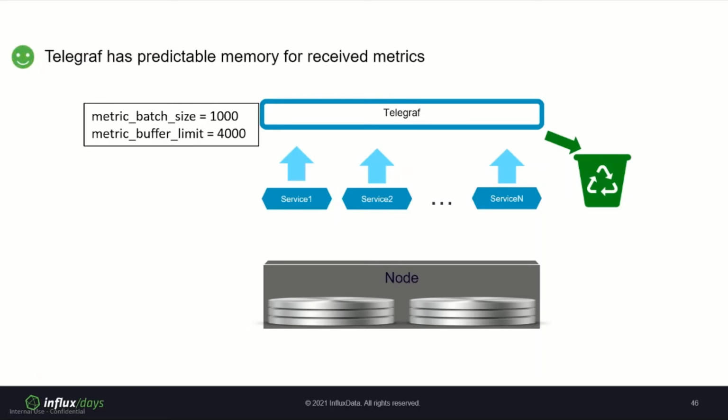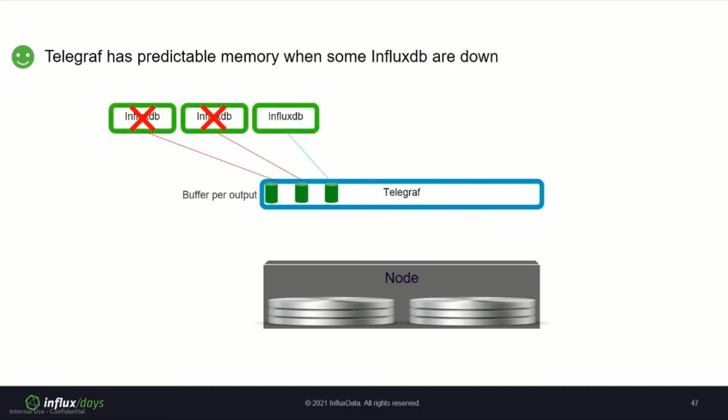Having defined buffer limits, we also took into account the situation when some InfluxDB instances are down and the corresponding buffer will always be full. Telegraf keeps a separate memory buffer per each output, so if you need to handle some outputs being down and ensure that Telegraf will not OOM, you need to provide extra room for a full buffer for each output you define in the Telegraf config. Now Telegraf has predictable memory for received metrics.